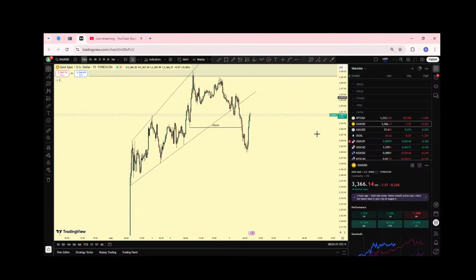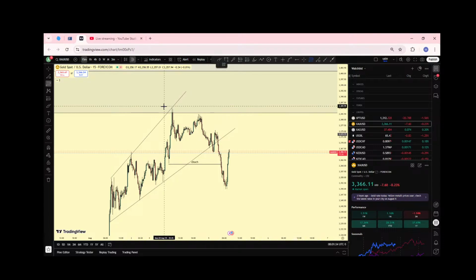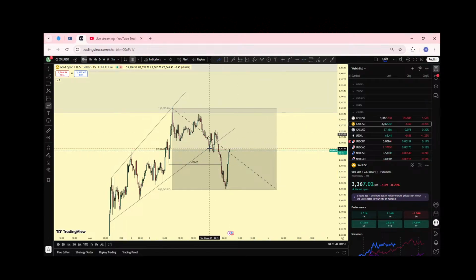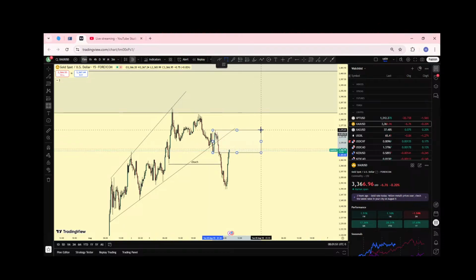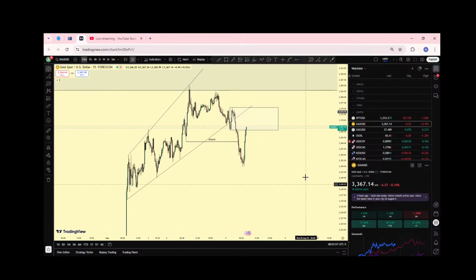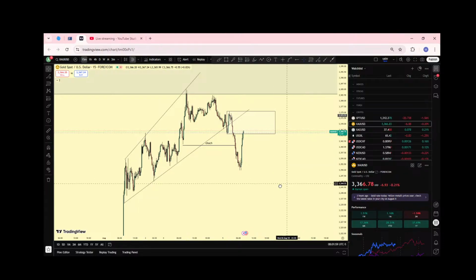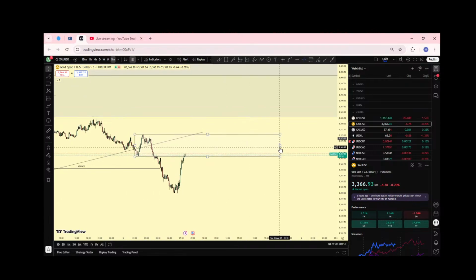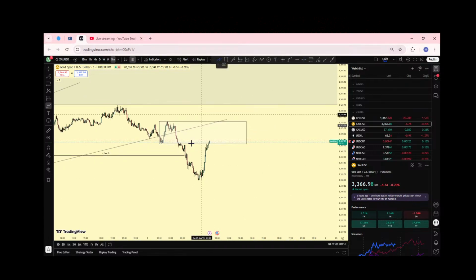And now after a change of character, what we expect is a pullback. So we have now just retraced into the premium prices, along the 50% range. For now, at the moment, this over here is your overall buy before the sell, which means this is the area of supply which can push the market price lower. But at the moment it seems like it is bullish, not even on 15 minutes, even on 5 minutes. So let's assume this is overall buy before the sell, our area of supply.